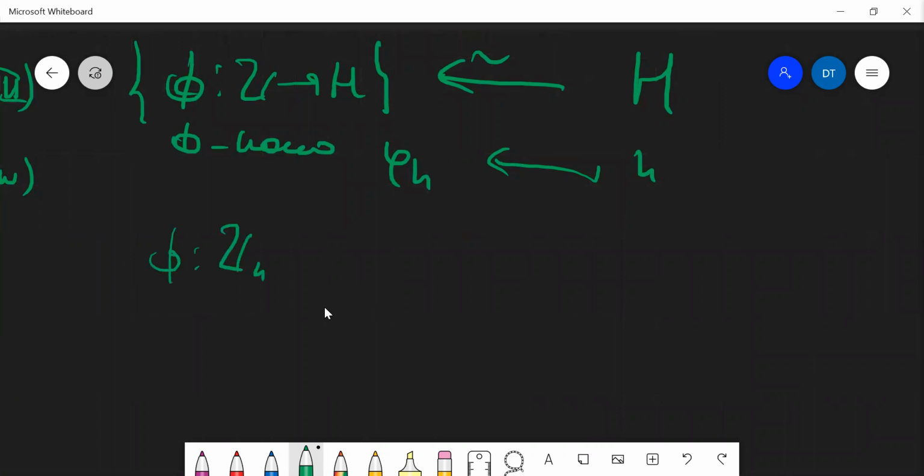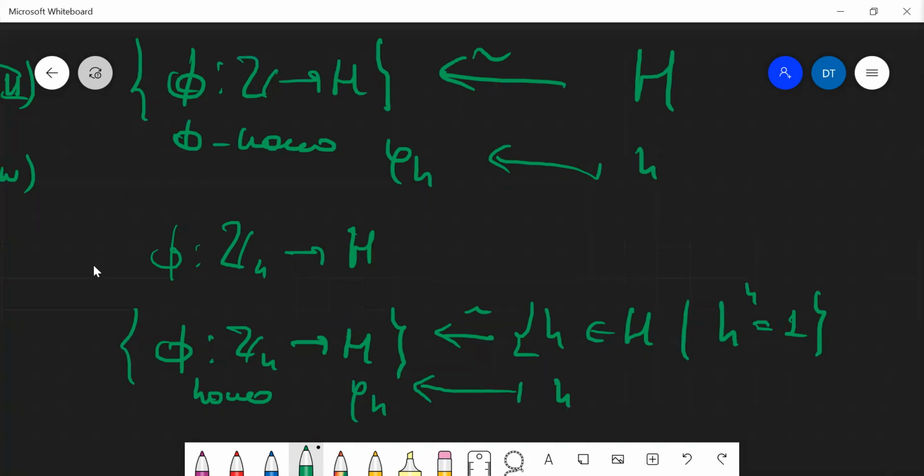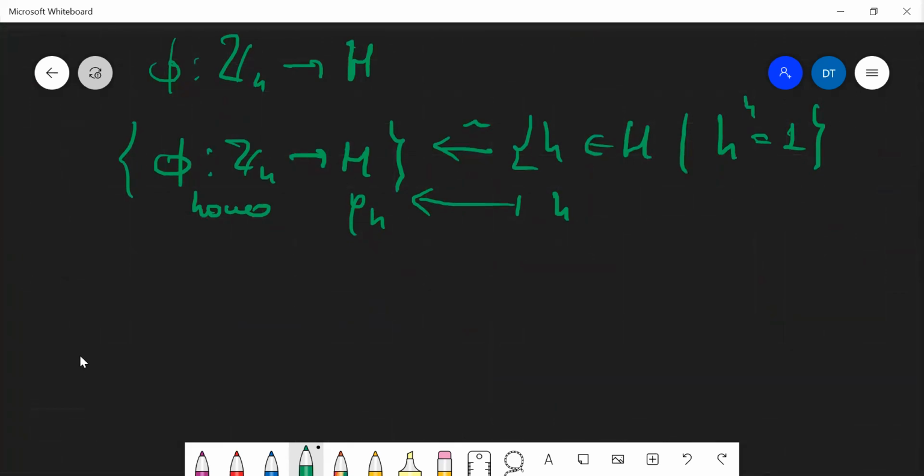So now we want to describe all homomorphisms from Zn to H. How do we describe it? Well, the final result says that all homomorphisms are in one-to-one correspondence with elements from H with an additional restriction like this. And the rule is exactly the same: h goes to phi of h. How do we prove this implication? We need to do 3 steps as before.